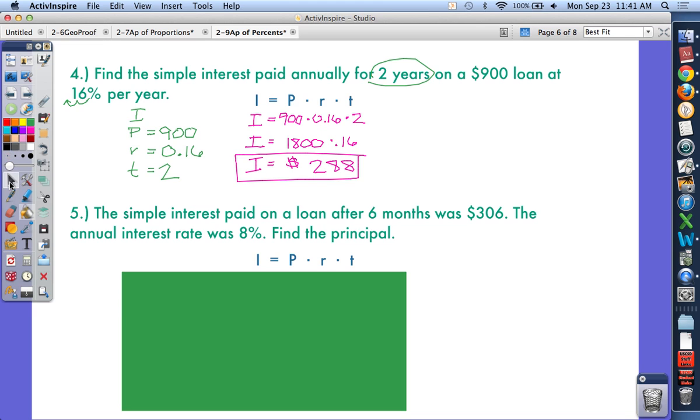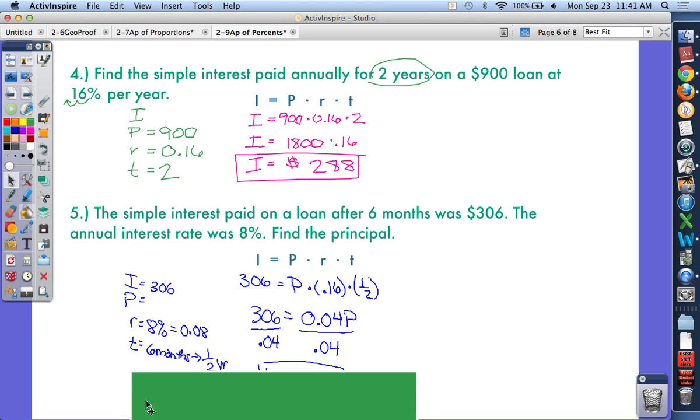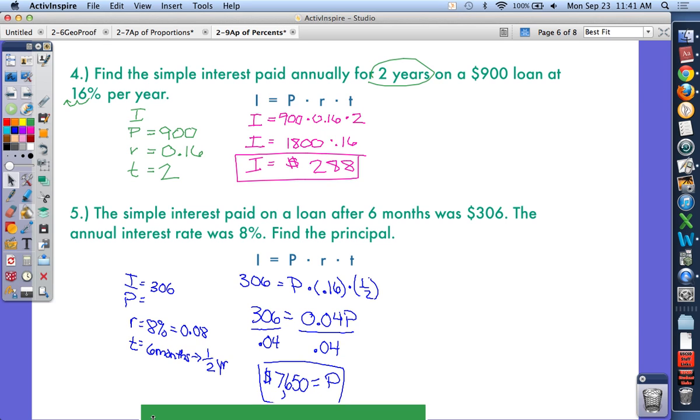Okay, hopefully you've tried 5 at this point. On this one, hopefully you notice it's also a little different. We actually had the interest this time. We didn't have the principal. They said the simple interest paid on a loan was the $306. So that's going in over here. If you put it in as the principal, you're going to have to change all of your work.